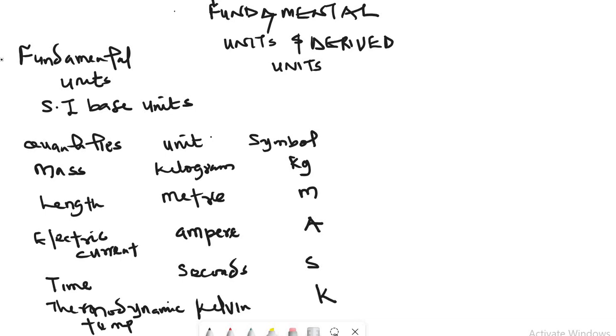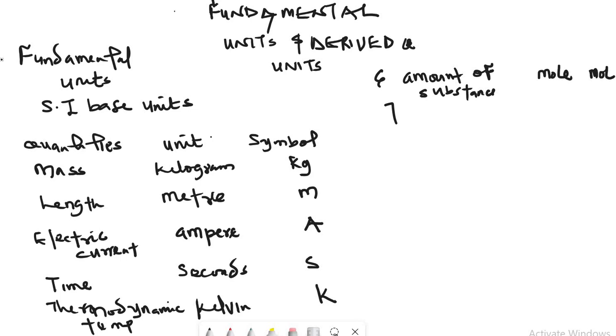1, 2, 3, 4, 5. Like I said, we have 7 fundamental quantity. The 6th one, amount of substance. What's the symbol for amount of substance? The unit is measured in mole, M-O-L-E. The symbol is mol.